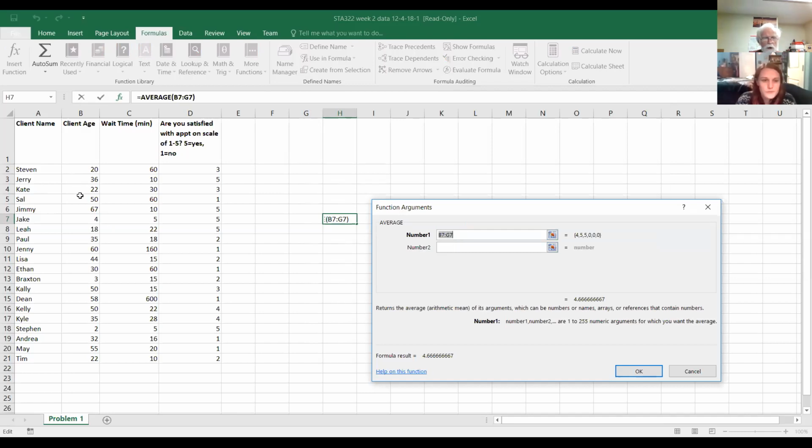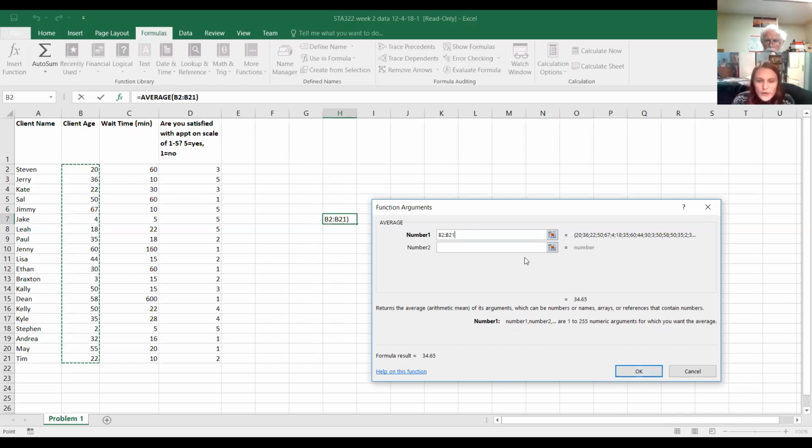And in this case, what I want to do is take the mean or the average of client age. So the way to put that string of data in is simply highlight it. And it will then bring it over. For the second part of this argument, we generally ignore unless we're only interested in the mean of a subset. So then we can tell how many of the arguments that you're going to average. Now, generally speaking, we don't use that, so I wouldn't worry about it.